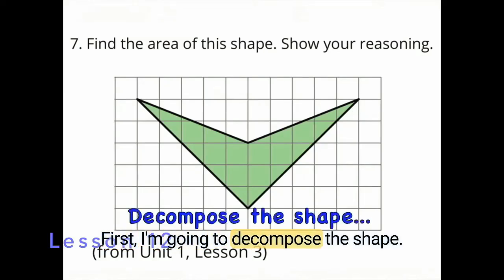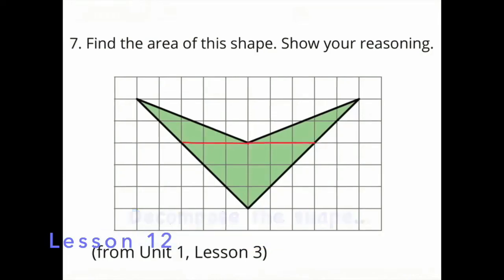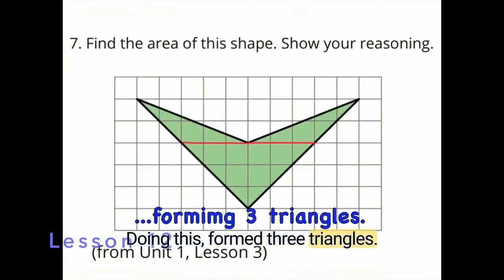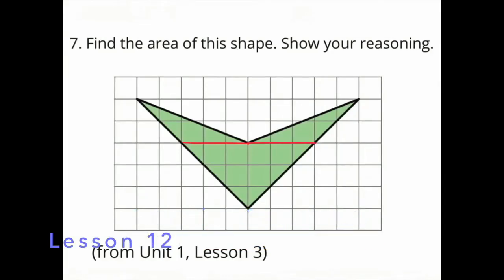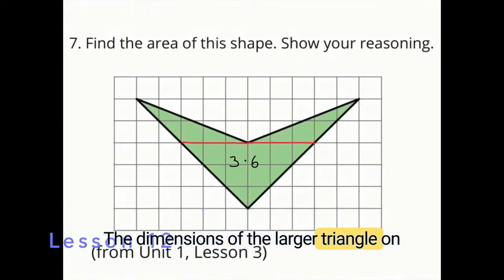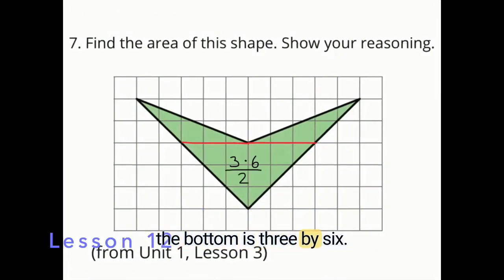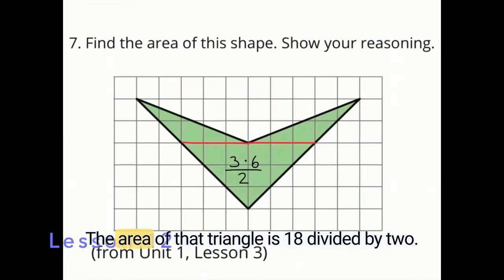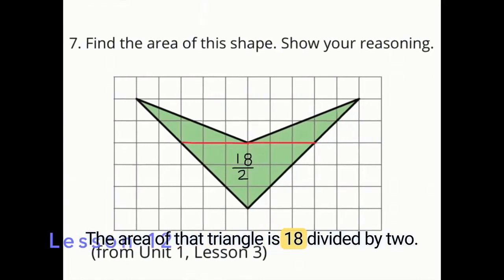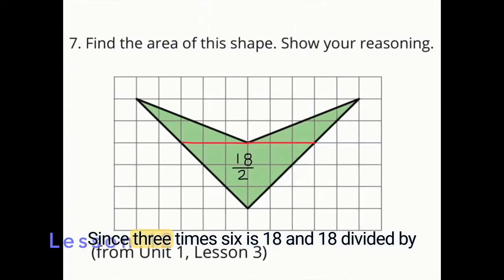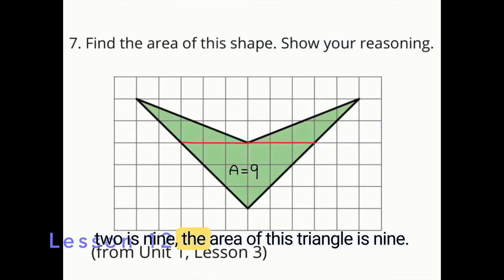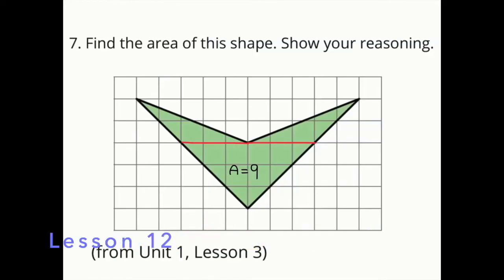First, I'm going to decompose the shape. Doing this formed 3 triangles. The dimensions of the larger triangle on the bottom is 3 by 6. The area of that triangle is 18 divided by 2, since 3 times 6 is 18. And 18 divided by 2 is 9. The area of this triangle is 9.